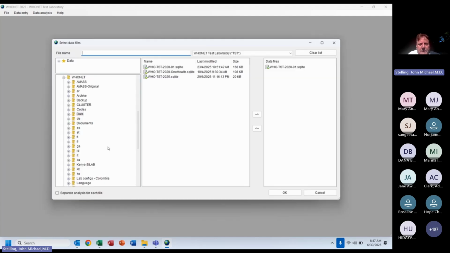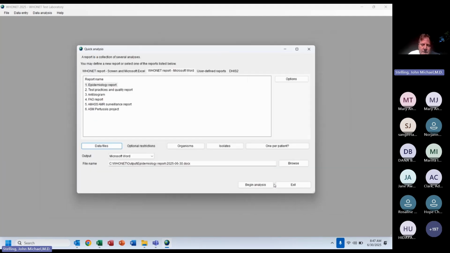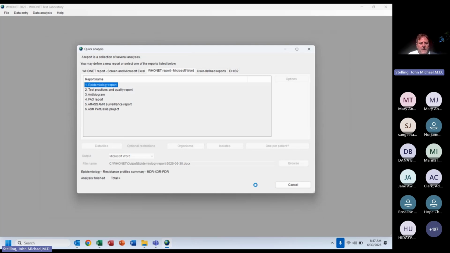I think it remembers the files. Yes, it remembers the files. Good. And I click on Begin Analysis. So this is a valuable Word report, and you can see in the lower left, it's doing a lot of different diverse analyses. Right now it's doing country by year, by month, laboratory by specimen year. So it's doing isolate statistics, patient statistics, resistance statistics, organism statistics, important species, invalid data.